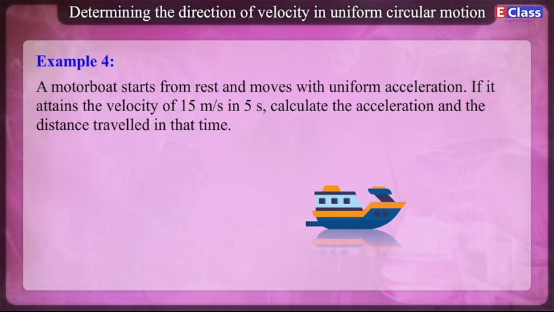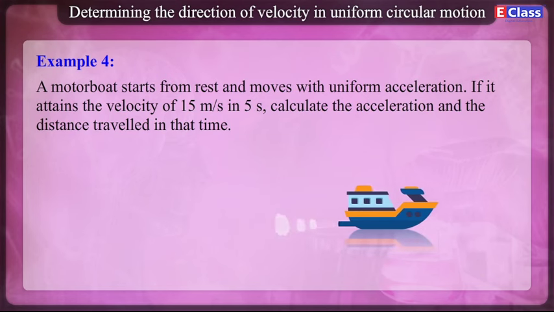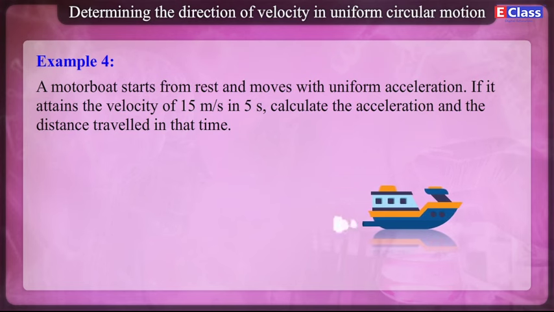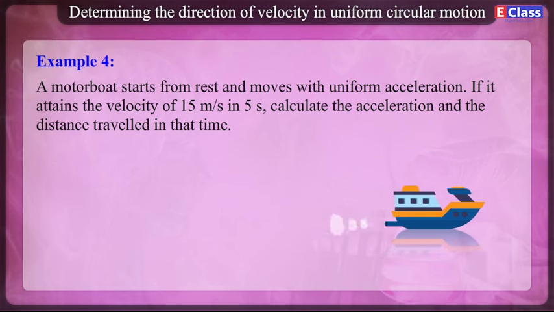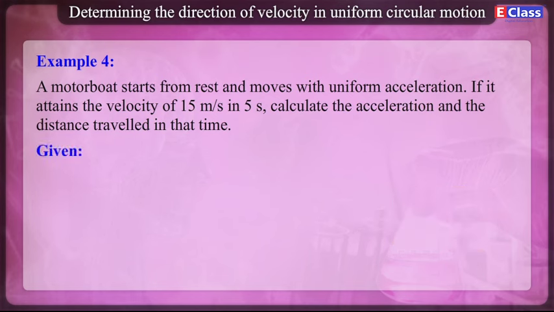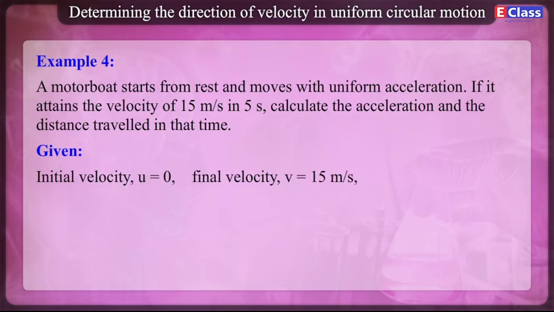If it attains the velocity of 15 meters per second in 5 seconds, calculate the acceleration and the distance travelled in that time. Given initial velocity u is equal to 0, final velocity v is equal to 15 meters per second, time t is equal to 5 seconds, acceleration is equal to a, which is equal to how much?